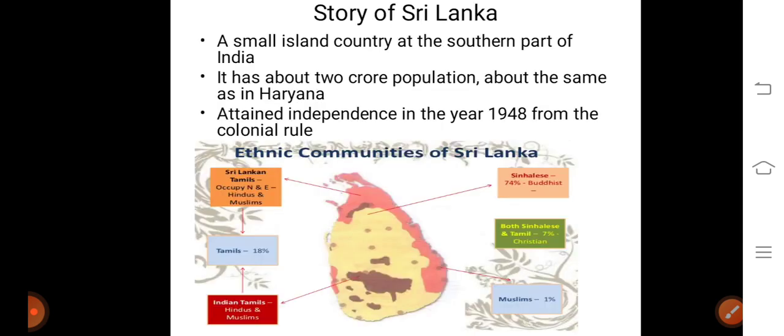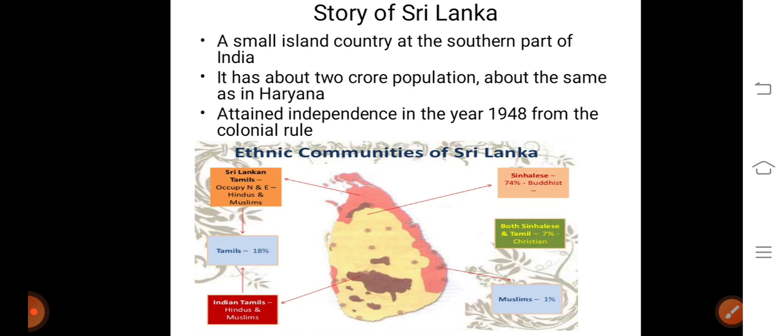Proceeding to the next topic, we have the story of Sri Lanka. If we have to know in brief about Sri Lanka, you can go through these points that I have brought for you. A small island country at the southern part of India. As we all know, Sri Lanka is in the southern part of the Indian peninsula, right? It has about 2 crore population.